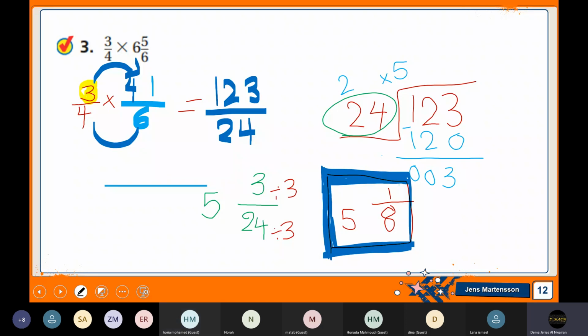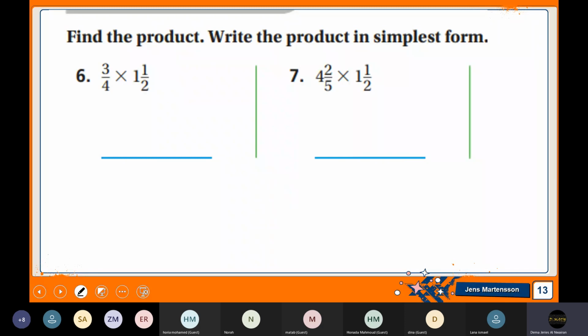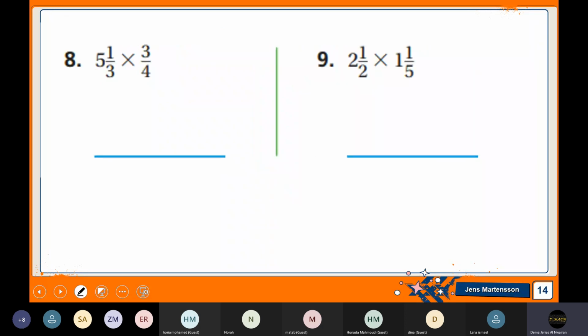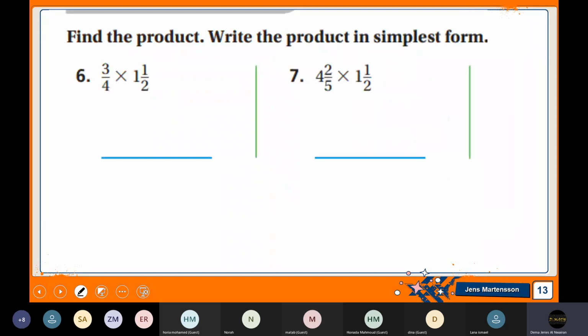See, girls, I will now solve another example in order to understand more. Okay? Okay, teacher. Now, number 6: 3 over 4 times 1.5. After we finish them, I will go back to number 4. Don't worry. But let's go now to number 6 first. Let's see where I stopped yesterday.